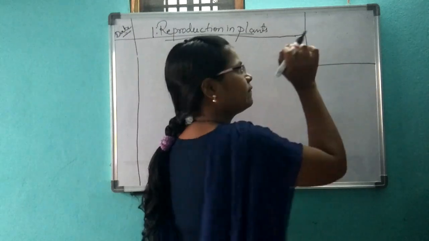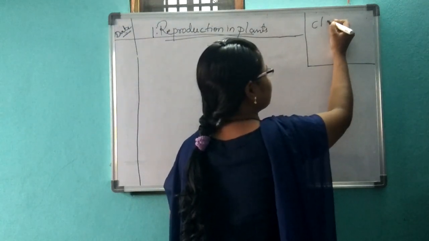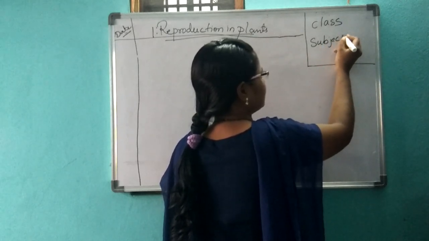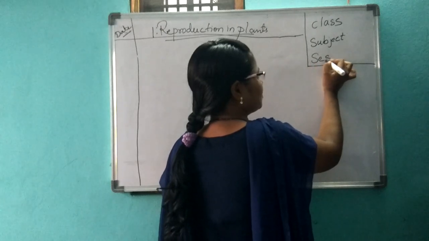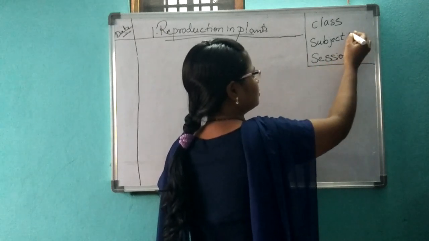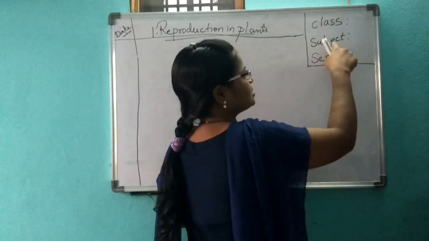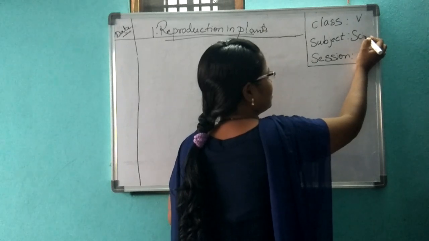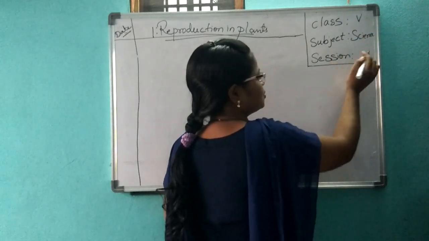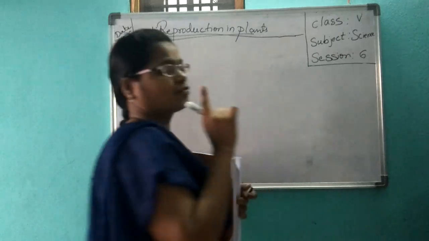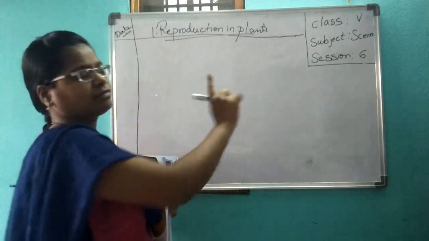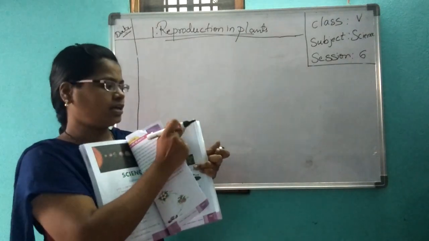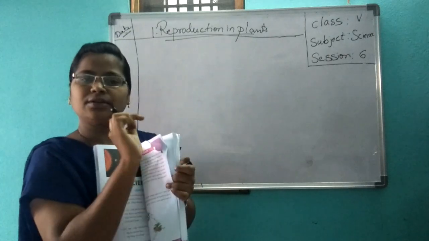This is compulsory. First, you will write class, subject, session. For every session, I am writing on the board now. Class, subject, session. What is your class? 5th class. What is your subject now? I am telling science. Session 6. For every homework or assignment, whatever it is, you have to write. Even if you are writing in the textbook, on the corner you write it with pencil. Later you can rub it.